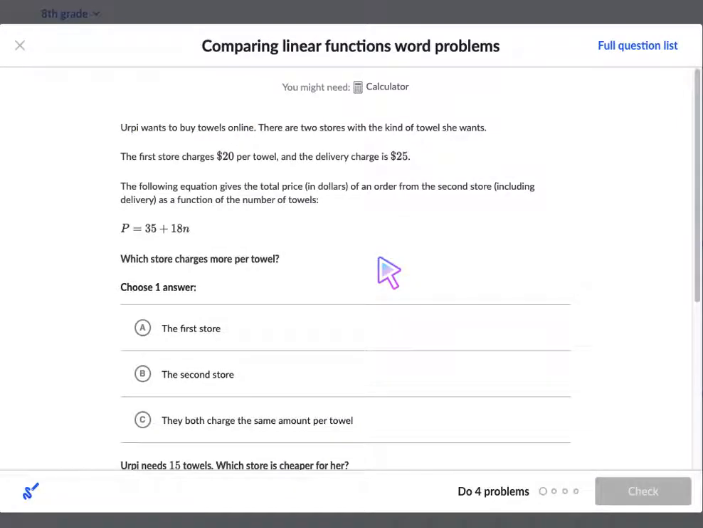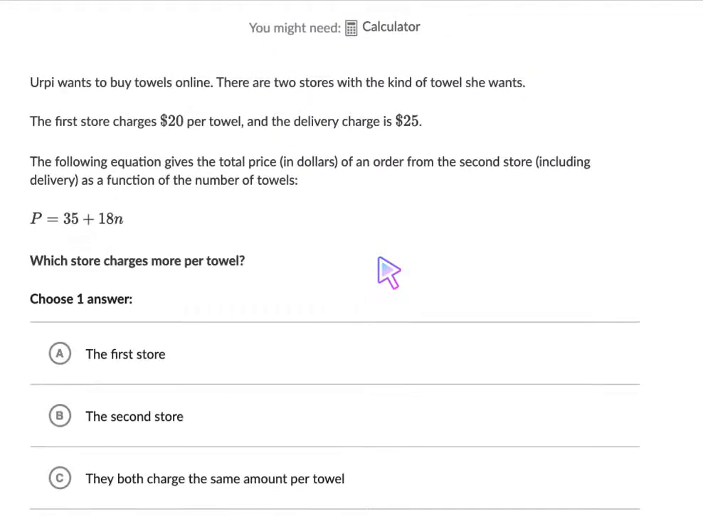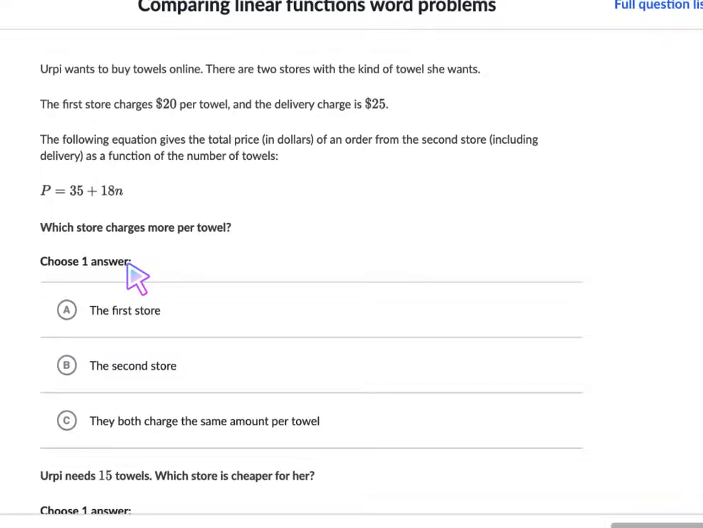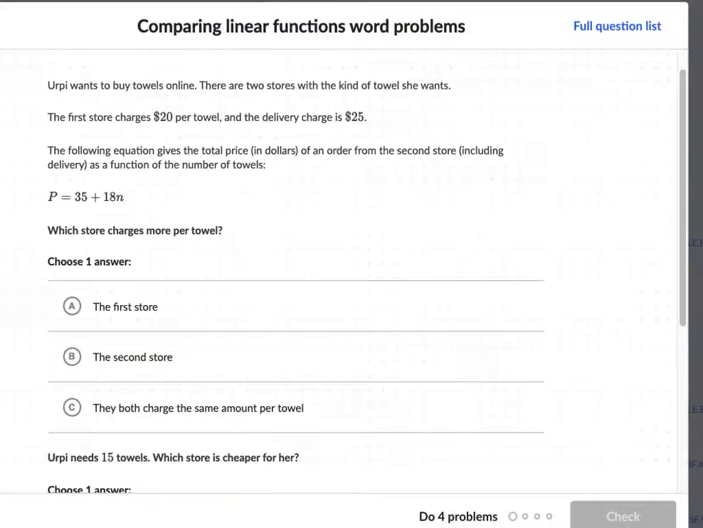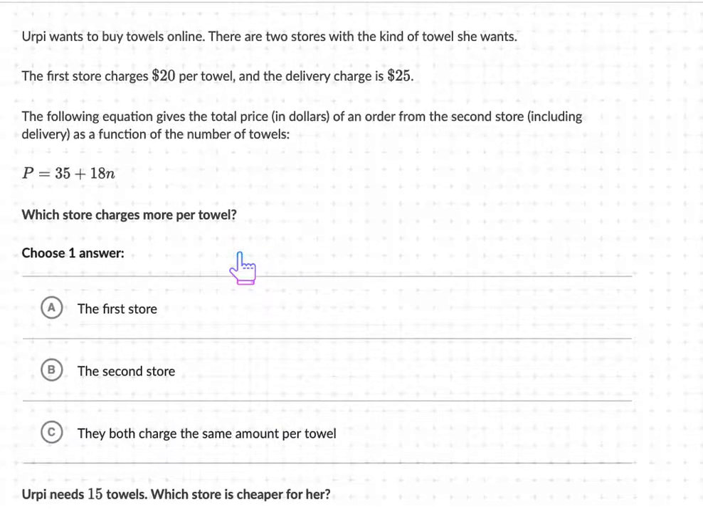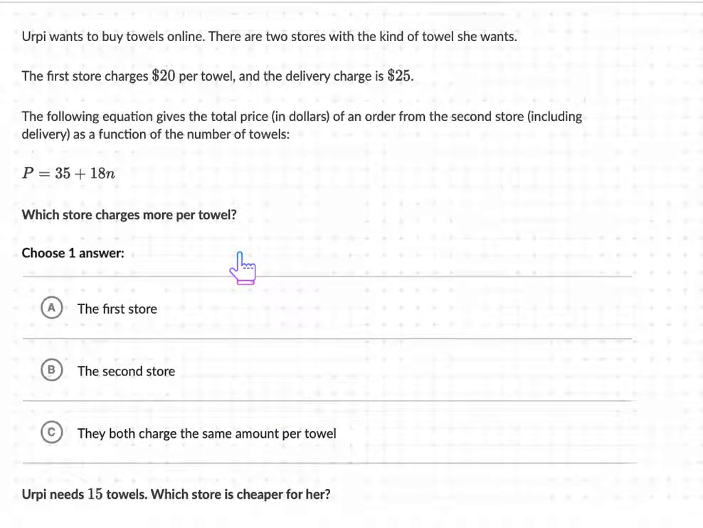Okay, for this problem, they're saying Ortby wants to buy towels online. There are 2 stores with the kind of towels that she wants. The first store charges $20 per towel, and the delivery charge is $25. The following equation gives the total price in dollars of an order from the second store, including delivery, as a function of the number of towels: P equals 35 plus 18n. Which store charges more per towel?